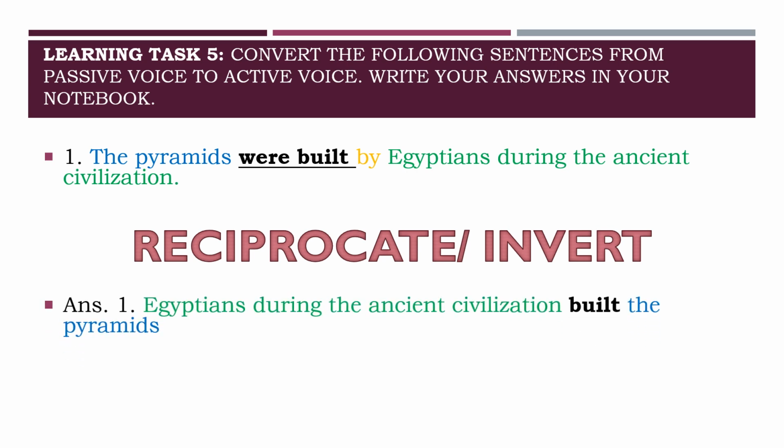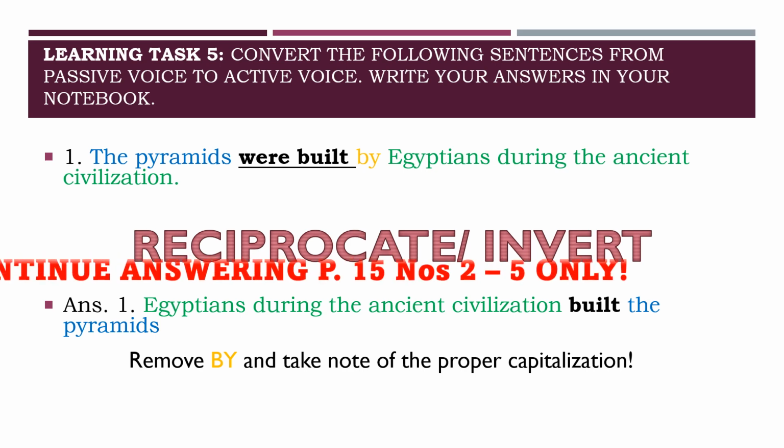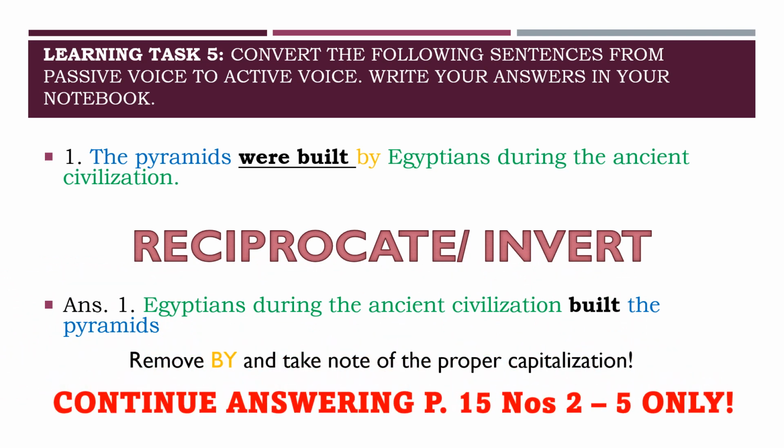The green one will become our subject. Egyptians during the ancient civilization. Then from two verbs, magiging one verb na lang tayo, built the pyramids. Okay, may nawala, remove by, and take note of the proper capitalization. So, pagka tayo nag-reciprocate or nag-invert ang sentence, be careful with the capitalization. Kasi kagaya kanina, yung subject naging predicate, yung predicate naging subject. So, take note of the proper capitalization. So, I believe you can answer page 15, numbers 2, 3, 4, and 5.